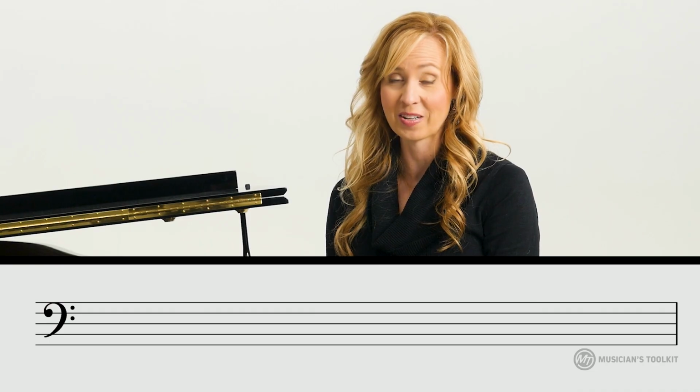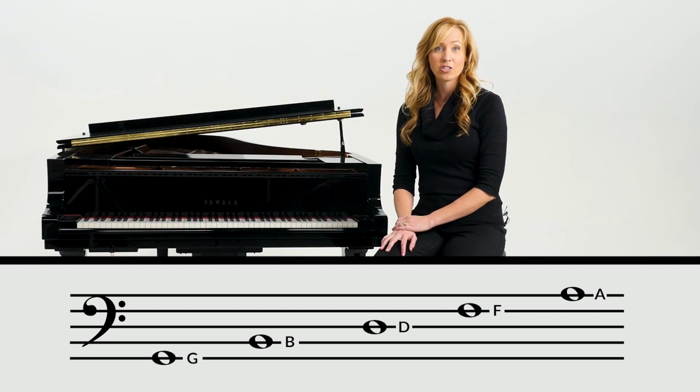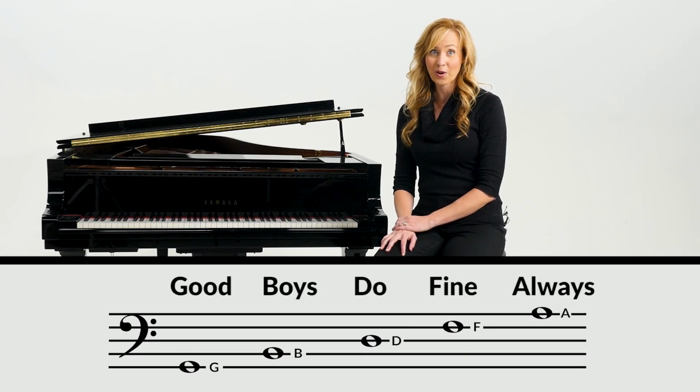The bass clef classifies the lower pitched instruments in music, such as the tuba, the trombone, and the bassoon. The line notes from the bottom to the top in the bass clef are G, B, D, F, and A, also known as good boys do fine always.